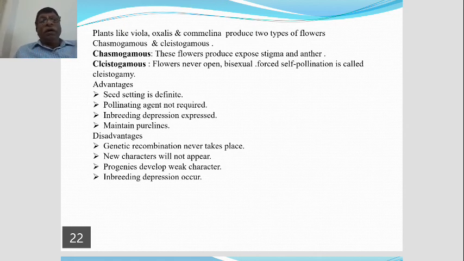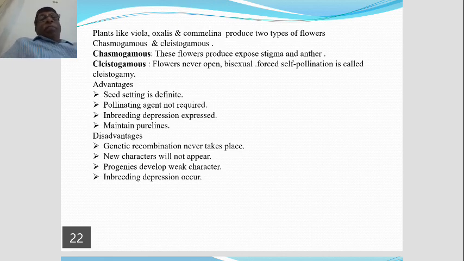Next point, pollinating agent not required. Okay, what happens? Repeated self-pollination leads to inbreeding depression. It is expressed.